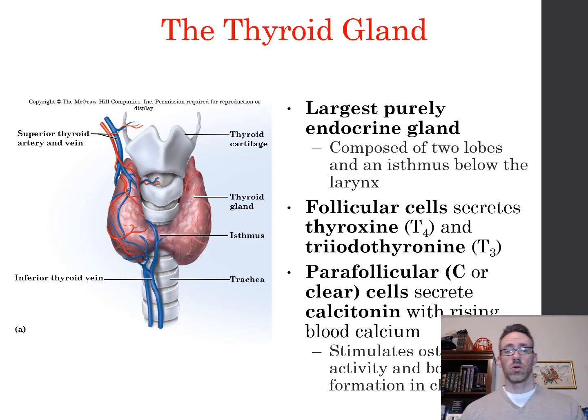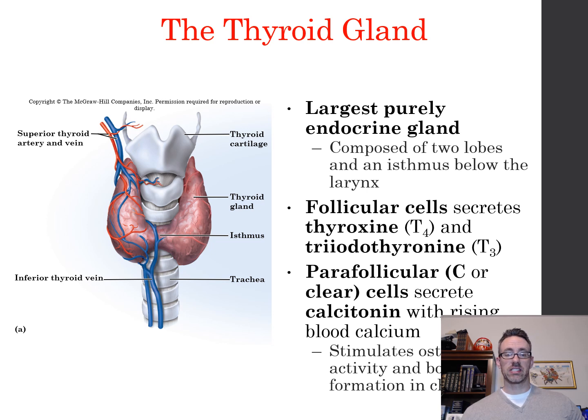Okay, so we're going to start talking specifically now about the thyroid gland. A couple of interesting facts. The thyroid gland is the largest purely endocrine gland. It's composed of these two lobes, which are connected by this isthmus right here.